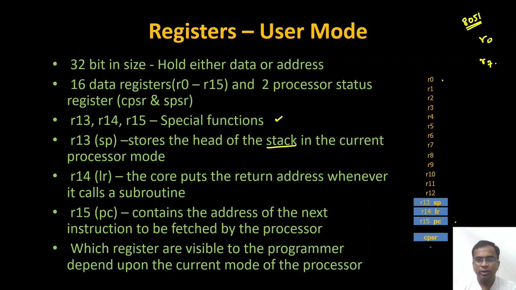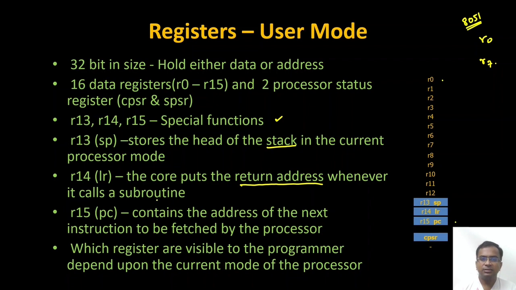R14 is going to be your return address. We will discuss more when we get to subroutines and interrupts. What is your return address? If your program is going to jump to some other memory location, this register, which is the LR, holds the return address value where execution should return. And R15 is your program counter, pointing to the next instruction to be fetched by your processor.